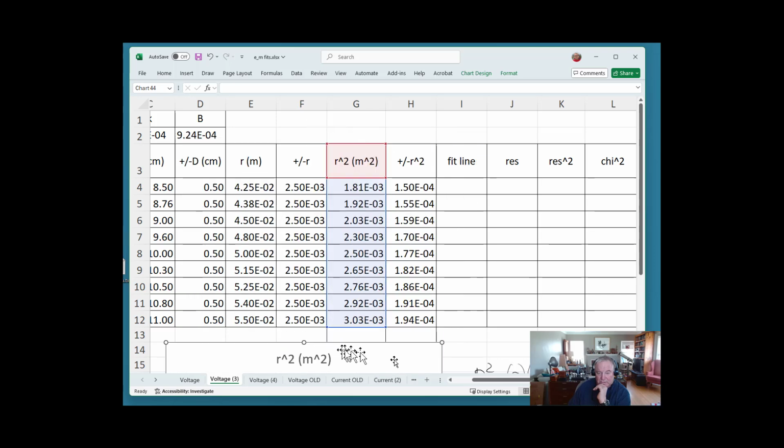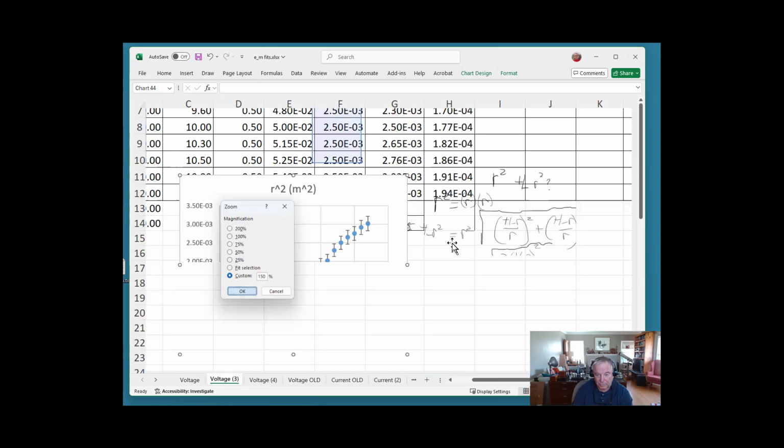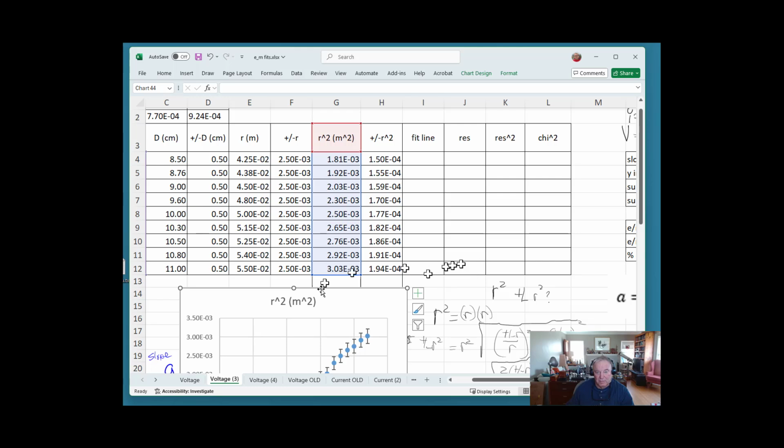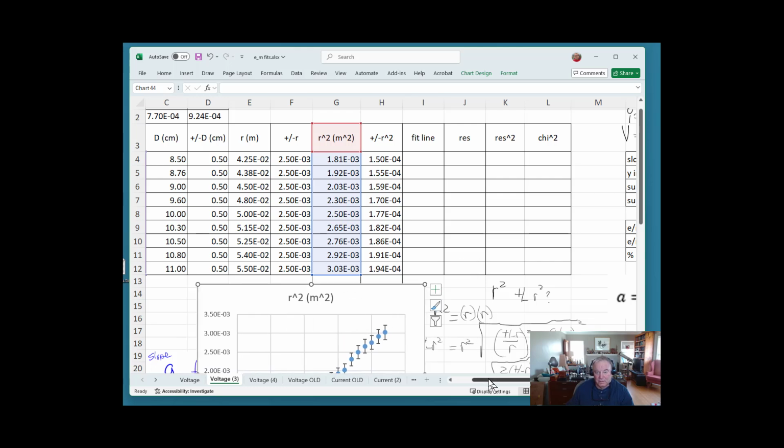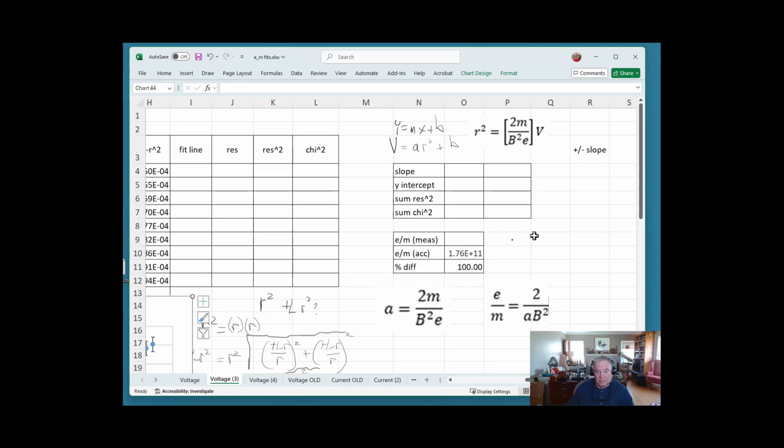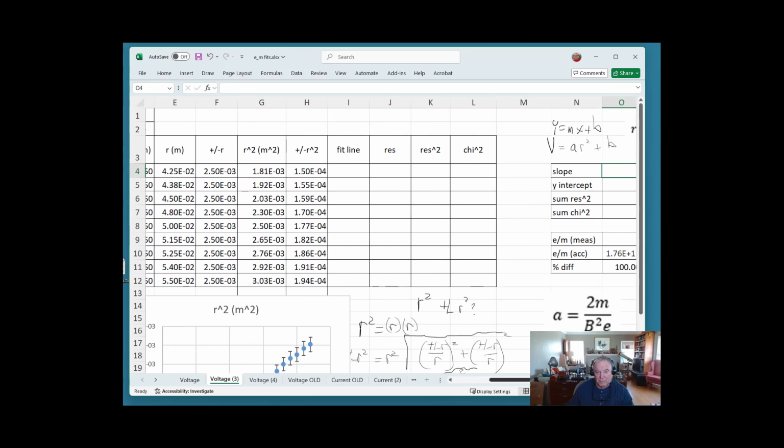Okay, so next, let's zoom out on this a little bit. 182%. So let's make it 150%. All right, now we can see a little more. Okay, so here's our equation. The slope is what's inside of there. Right now, a slope is a slope is a slope, so we just simply create the fit equation.